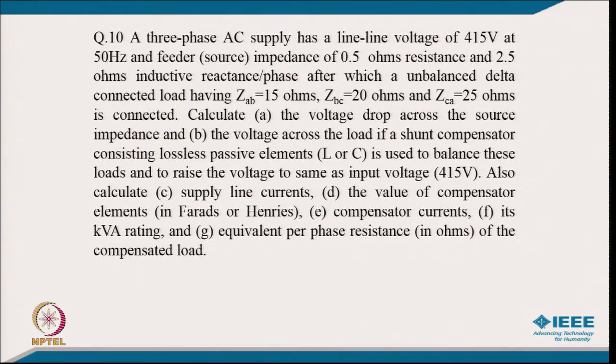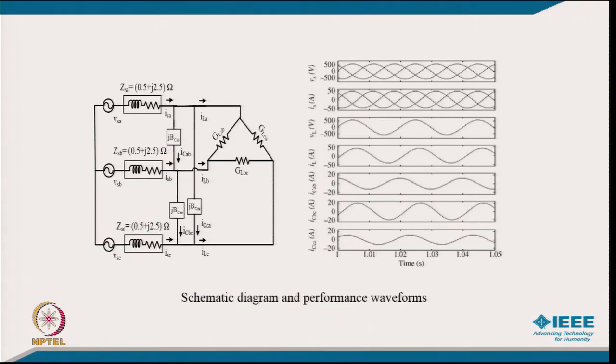Another example, the tenth numerical example: in a 3-phase AC supply system, a line voltage of 415 volt and 50 hertz and a feeder impedance of 0.5 ohm and 2.5 ohm inductive reactance, an unbalanced delta connected load ZAB of 15 ohm, ZBC of 20 ohm, and ZCA of 25 ohm is connected. Calculate the voltage drop across the source impedance and the voltage across the load. If a shunt compensator consisting of lossless passive elements is used to supply these loads and to raise the voltage to the same 415 volt, also calculate the supply line current, the value of compensator elements, compensator currents and its kVA rating, and the equivalent per phase resistance of the compensated load after this zero voltage regulation.